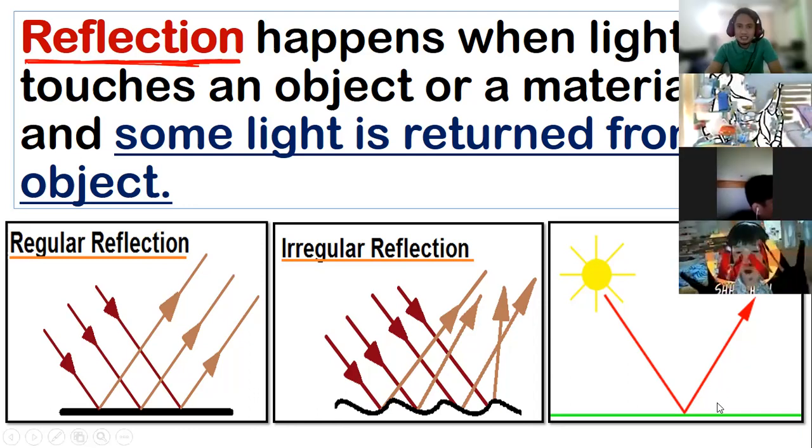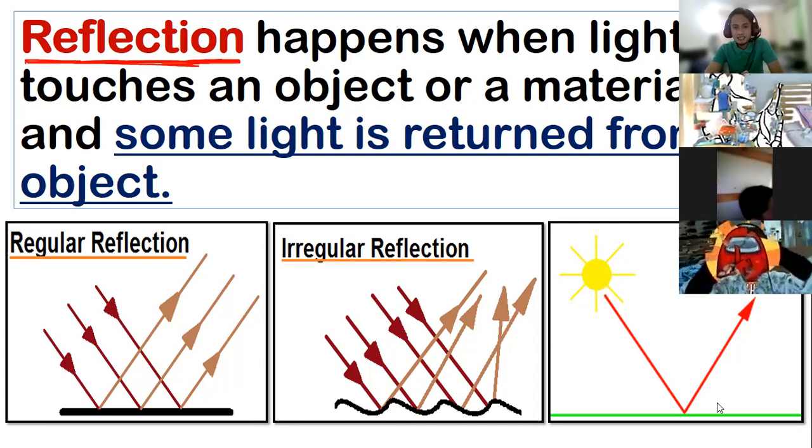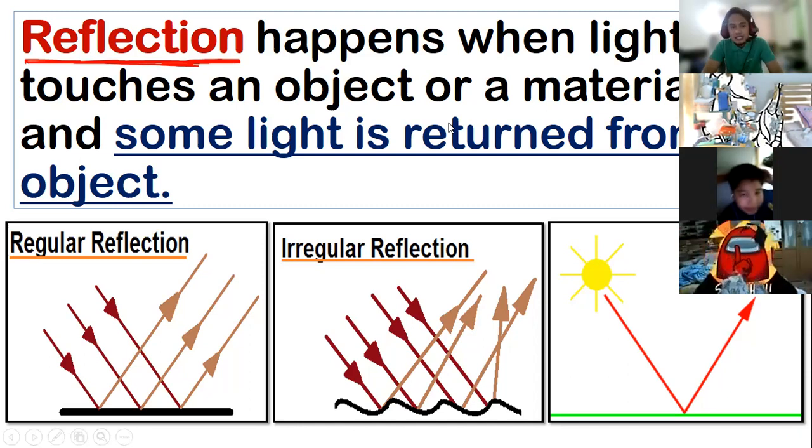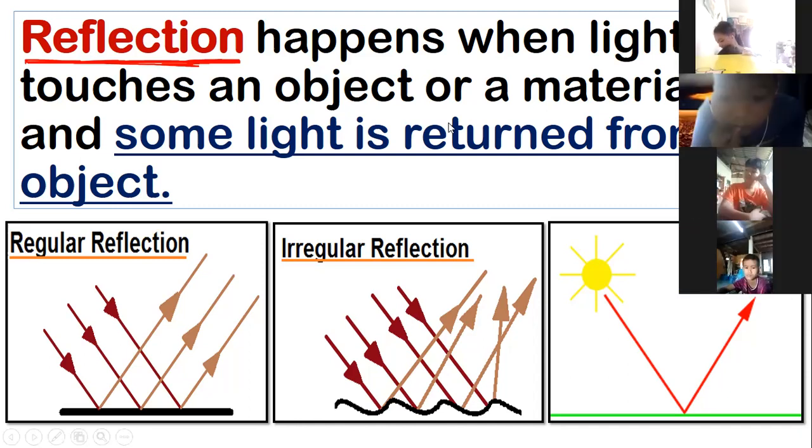Listen to me. Reflection happens when light touches an object or material and some light is returned from the object. Because of the light, we see our reflection in the mirror or in a smooth surface. Now, for example, we have two reflections here: regular and irregular. Irregular is rough, very rough. That's why the light bounces. We will study this one today.